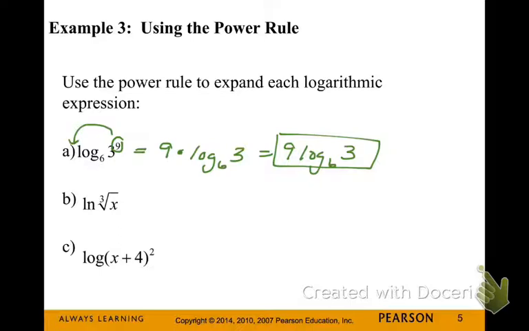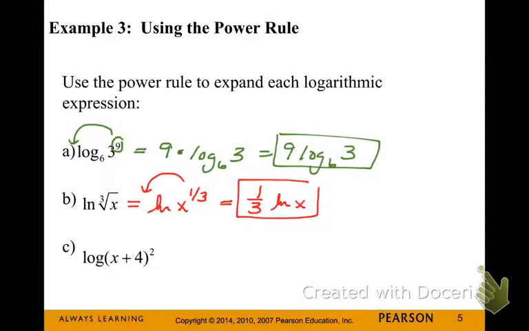The second one might be a little bit tricky because we actually don't have a power, we have a root. This is the natural log of the cube root of x. But we know there is a relationship between roots and exponents. We talked about before how a root or a radical can be rewritten as a fraction exponent. So the natural log of the cube root of x is actually the natural log of x to the 1/3 power. And there's our power, so we can put it out in front and change to multiplication, making this 1/3 times the natural log of x.